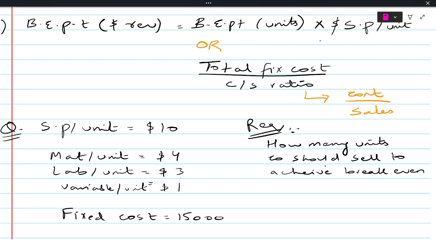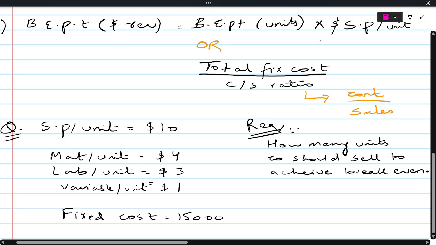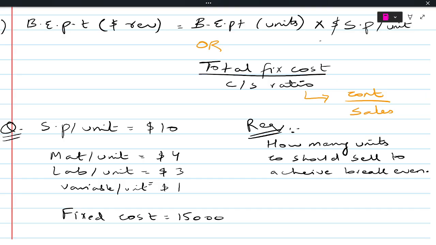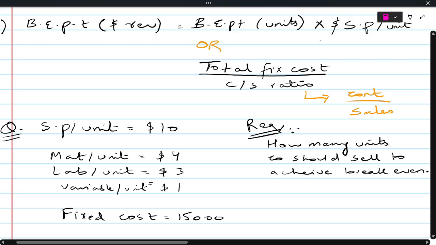And this question says how many units, so they're asking you in terms of units, right? How many units should the company sell to achieve break even? Okay, all right, so that's the requirement of the question. And let me just tell you that though the question asks you to calculate the units, you should also calculate the revenue, right? What's the break even point in terms of revenue? So you should apply both the formulas because we are here to learn, right?